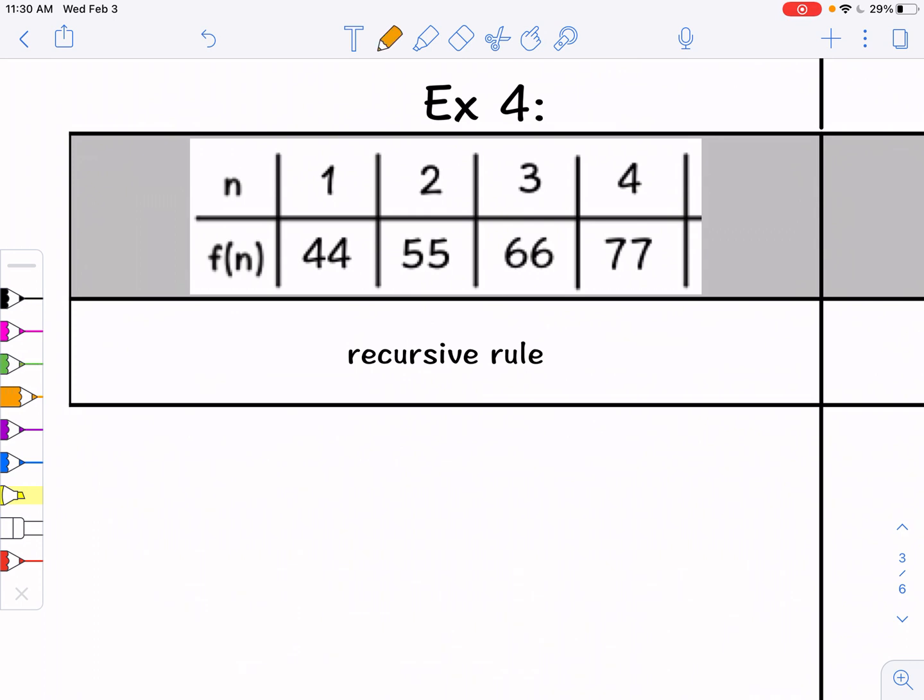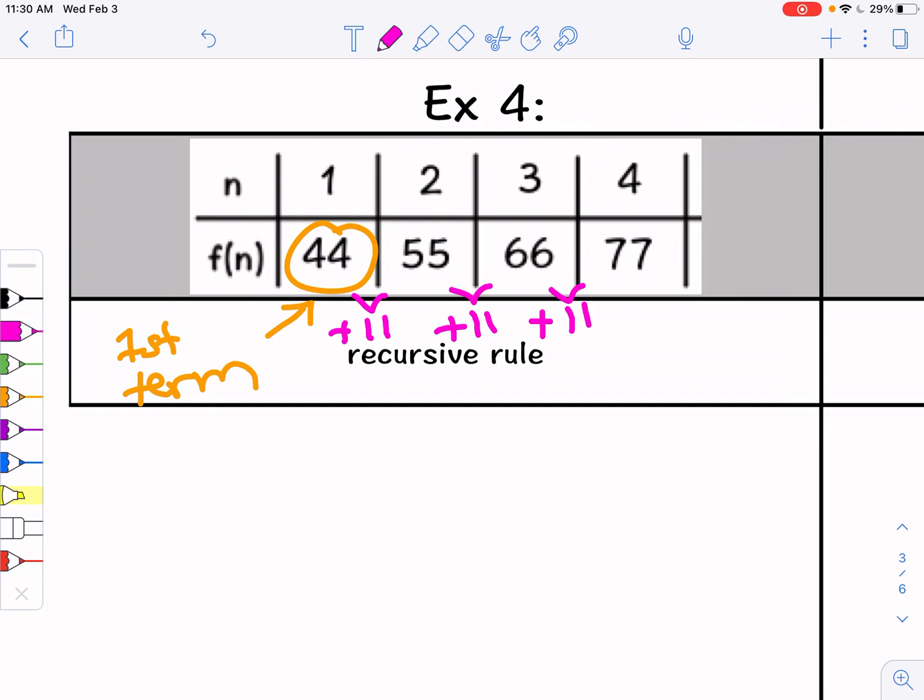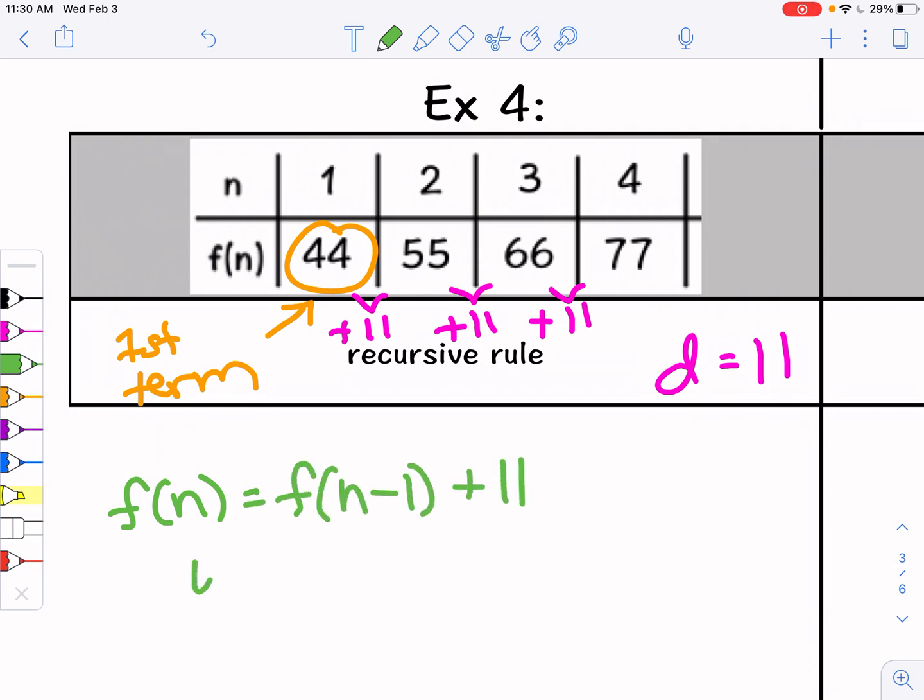So once again, I have my first term as 44. And then I need to add 11 every single time. And it's an arithmetic sequence because we're adding. And so we know that because we're adding 11, our common difference is 11. So we have f of n equals f of n minus 1 plus 11 when our first term equals 44. That's where we start.